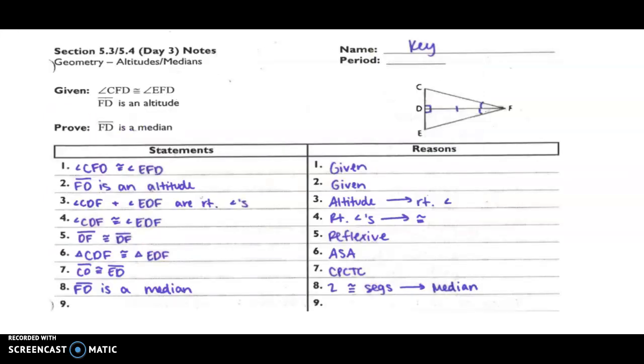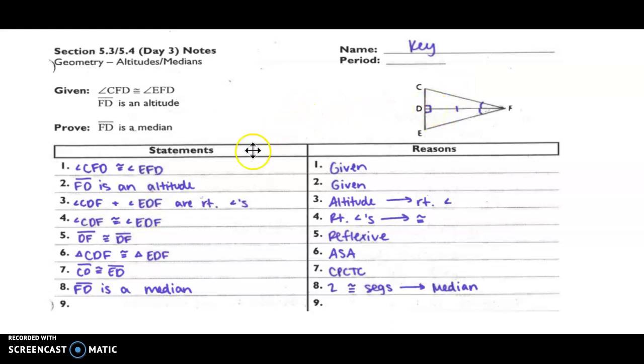As we go into day 3, we're going to look at altitudes and medians, but we're going to start off with a proof. Remember, an altitude comes from a corner of a triangle to the opposite side and creates 90 degrees. It doesn't cut the side in half, not all the time, but the word altitude implies that it creates 90 degrees.